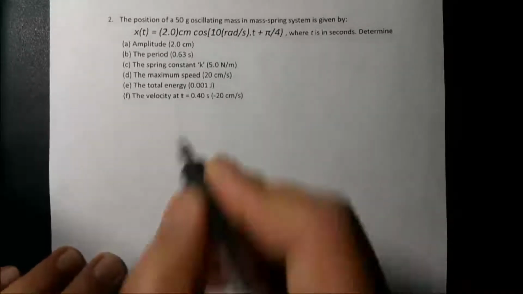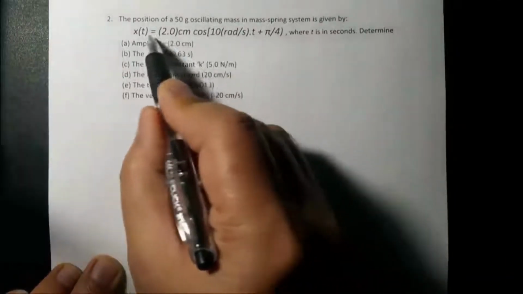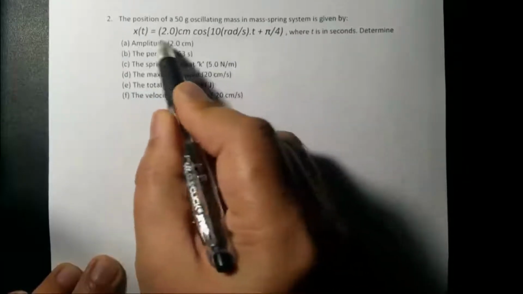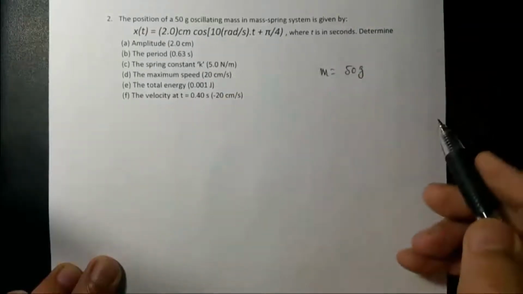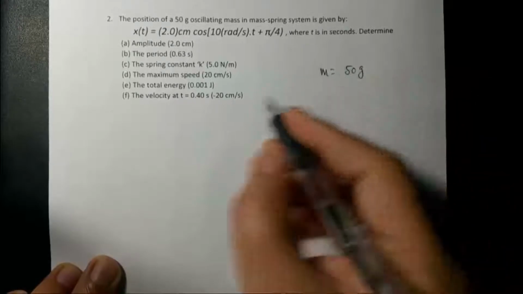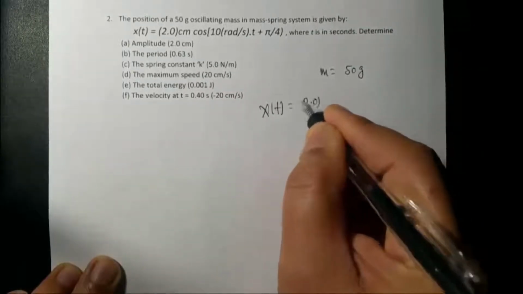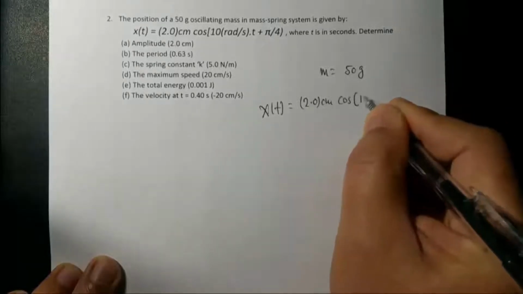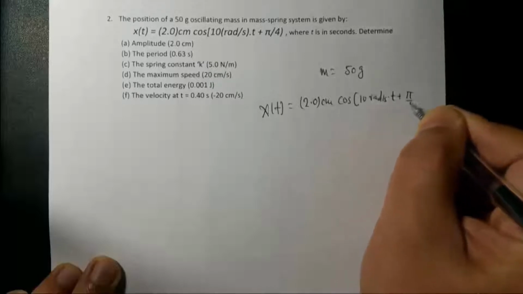So here's the next problem, which is also pretty similar to the first one. You're given the simple harmonic equation in terms of the position function for an oscillating mass. The mass of that oscillating mass is 50 grams. This could be a simple pendulum, or a mass and spring oscillator, and you're given this equation. The position function is 2.0 centimeter, the amplitude, times cos of 10 radians per second times t plus pi over 4.